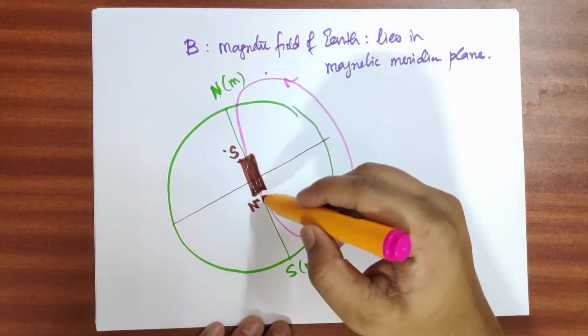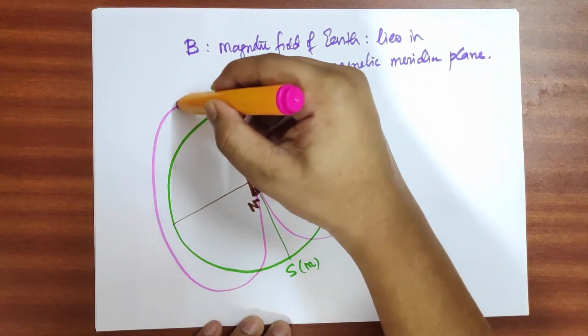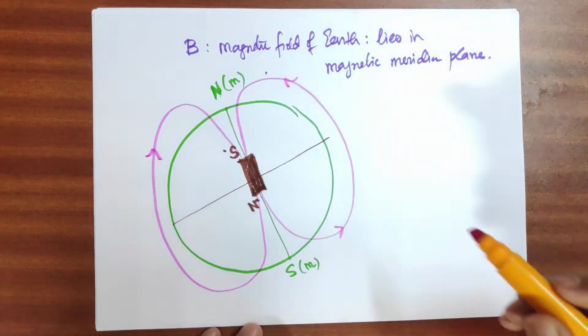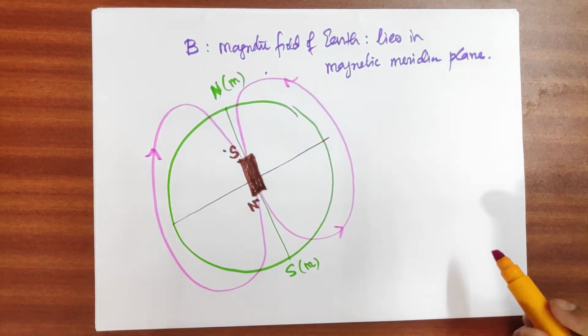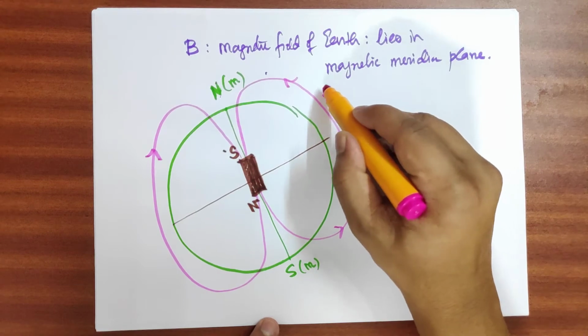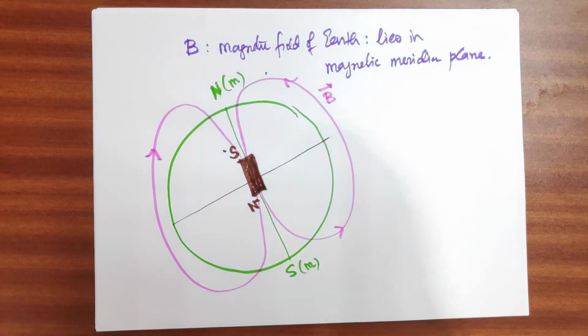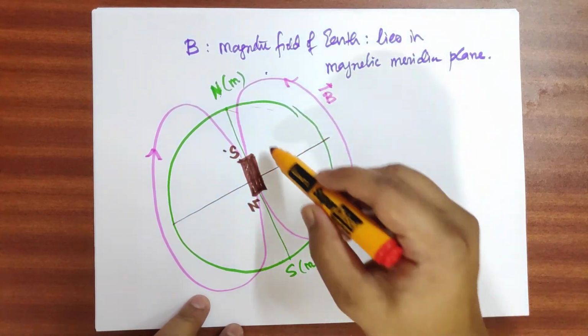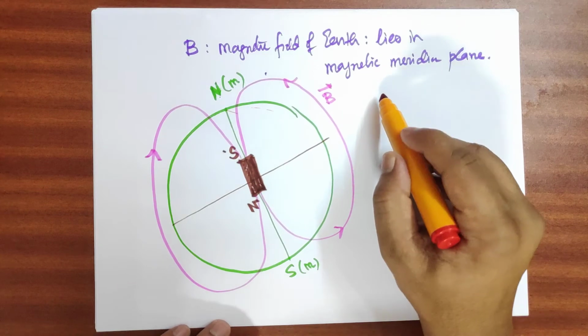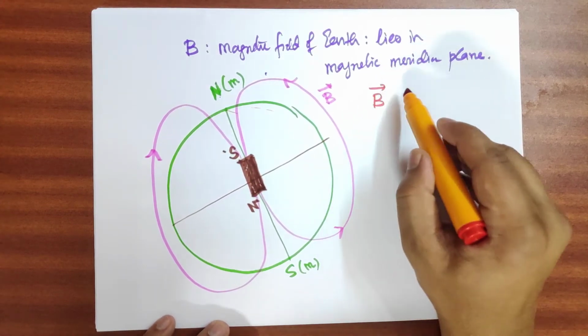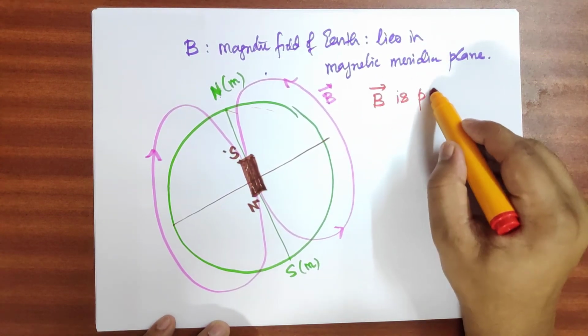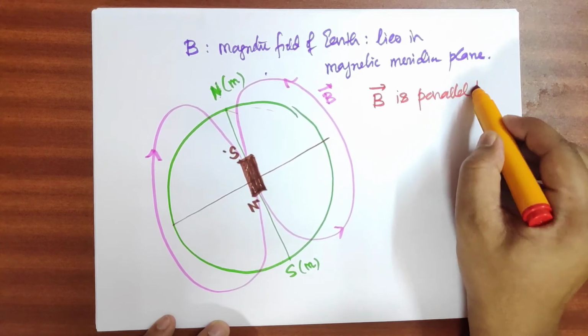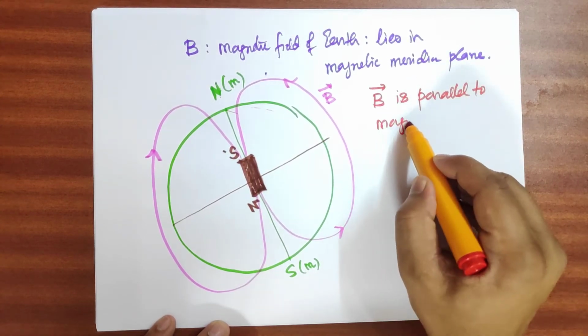So these are the magnetic field lines. This is a magnetic field line, and you can see these are the magnetic meridian lines. That is why this B is parallel to the magnetic meridian lines.